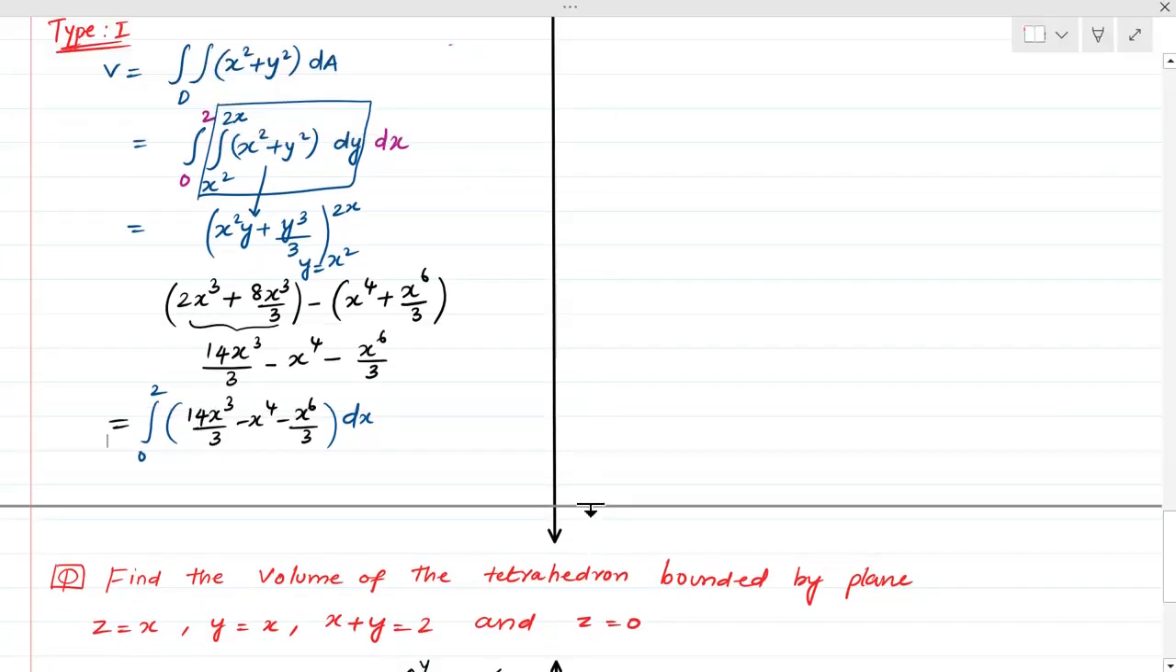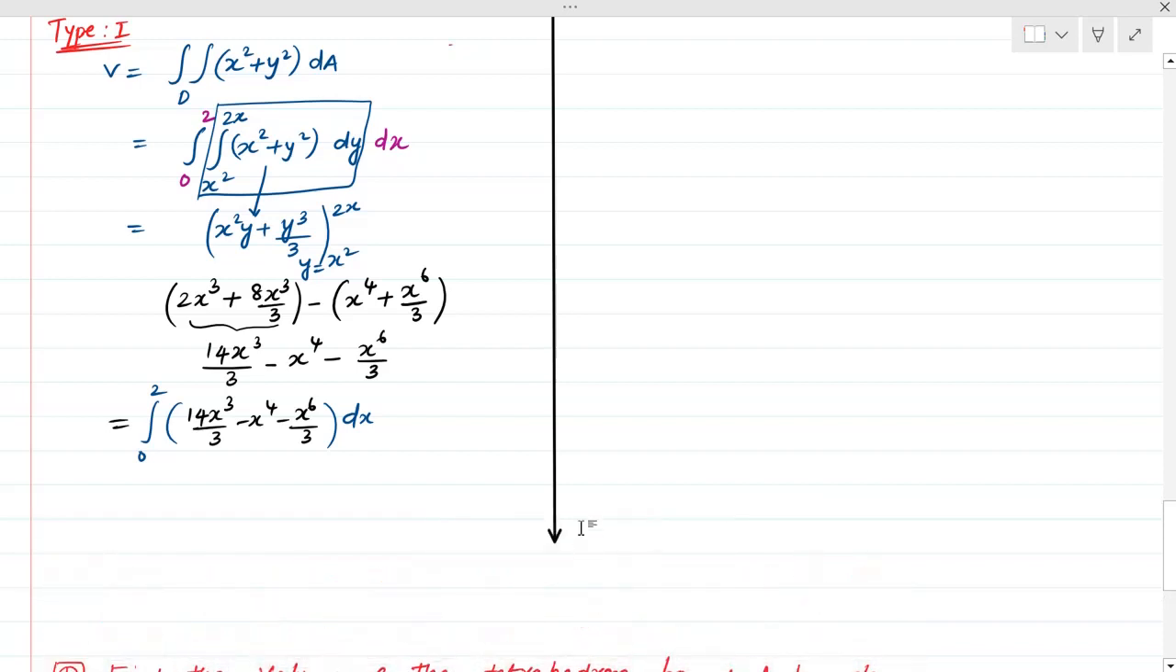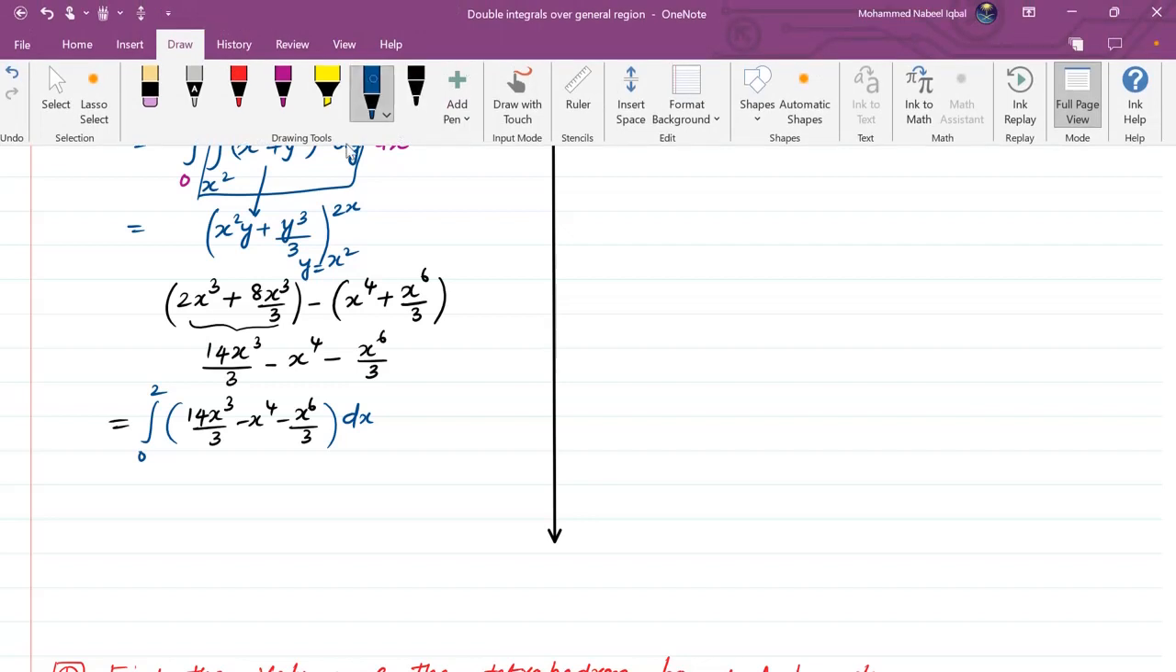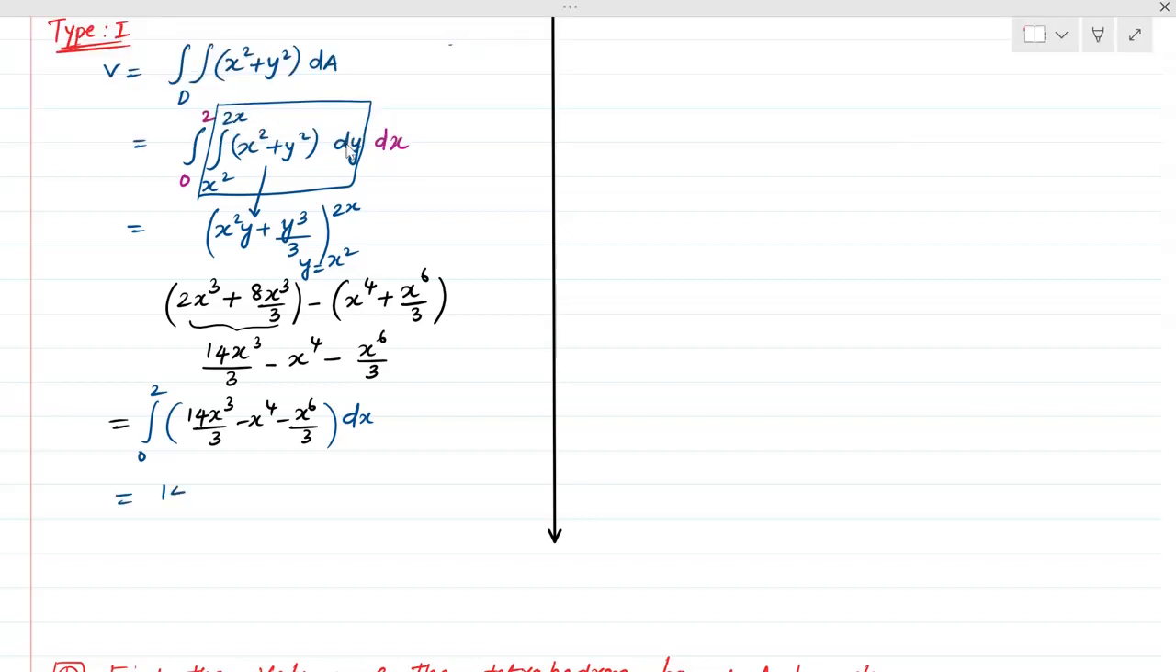So before, the same story we'll repeat. What is the integration? Integration of this one is 14 over 3, which is a constant, times x power 4 over 4, and then minus x power 5 over 5, minus x power 7 over 7 into 3, which is 21. The limit will be 0 to 2.